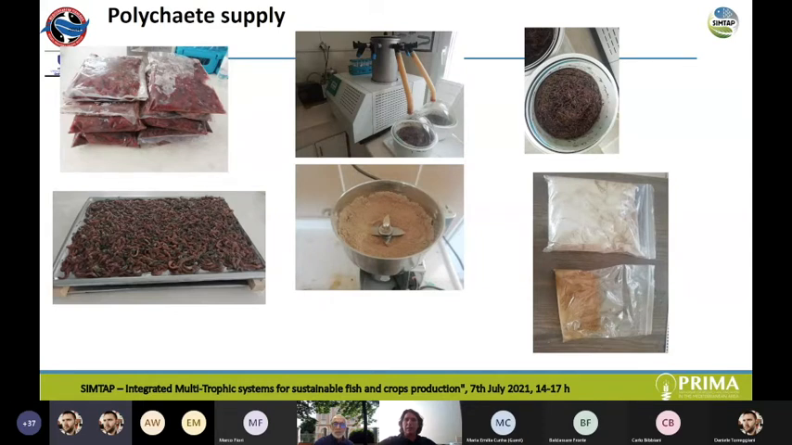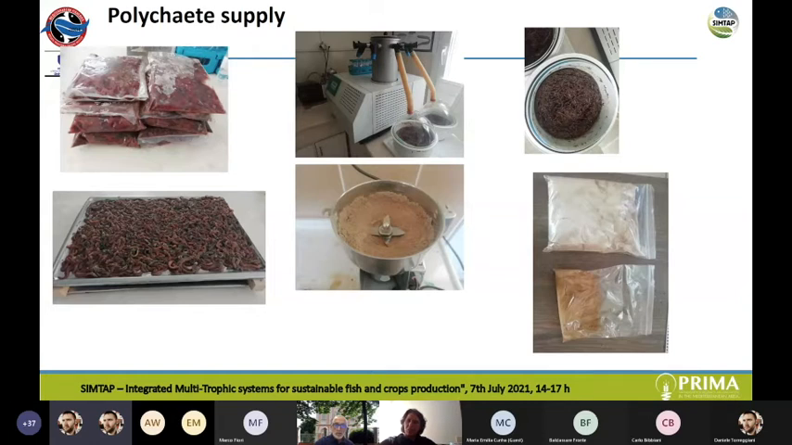And if they arrived live, we moved them to frozen, and then we dried them in the oven at a mild temperature, 65 degrees Celsius, overnight. And on the right side, you see the 2 powdered materials, from freeze-dried and also oven-dried.